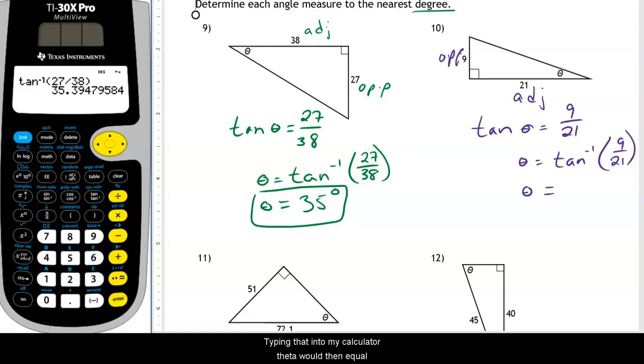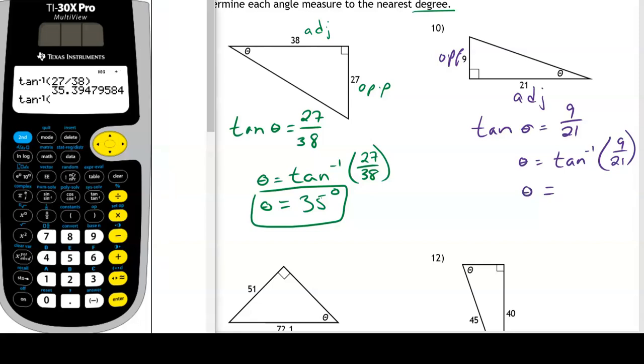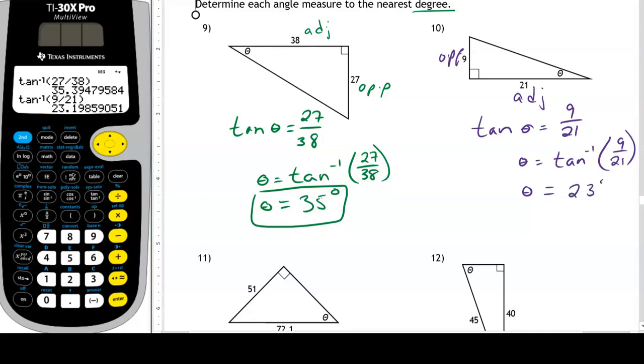Typing that into my calculator, theta would then equal 23 degrees.